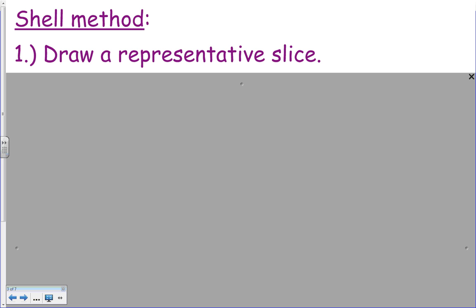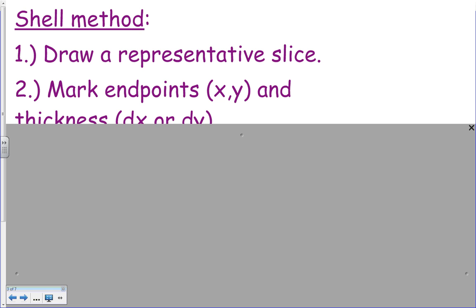The first step, which we just did actually, was to draw a representative slice. Ideally, you draw one slice that represents all of them. In some problems, that's not going to be possible, but for most problems, we're going to see that's the case. In fact, pretty much for all of them, we'll find that's the case.